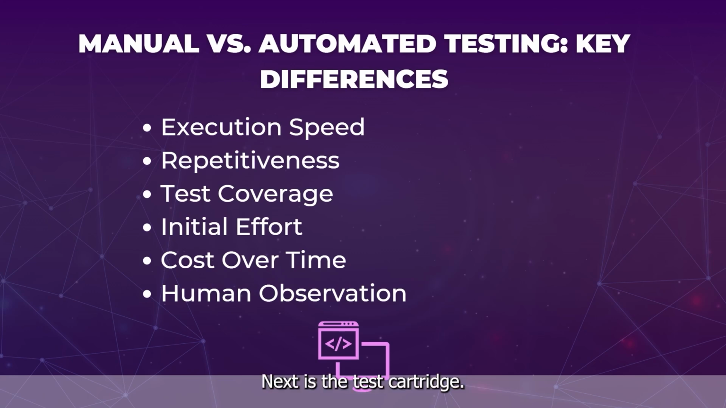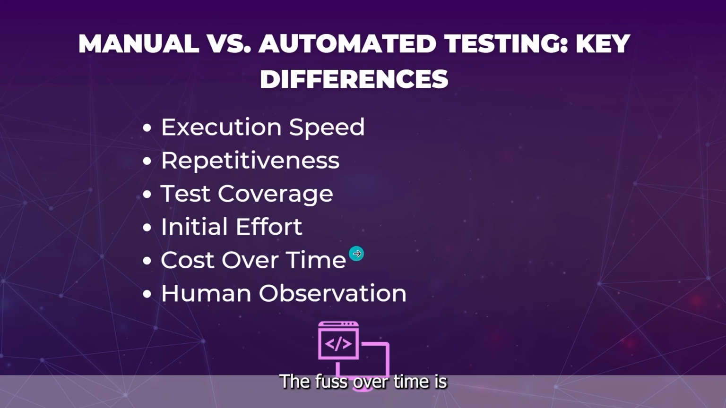Next is the test coverage. A manual tester can only do so much in a certain period of time, but automated testing can run 24/7 or whenever we want. So the time limit is not much of an issue when testing a big website. For initial effort, this is where manual testing wins, since manual testing requires no initial scripting and you can do those user interactions with UI elements without much effort or preparation.